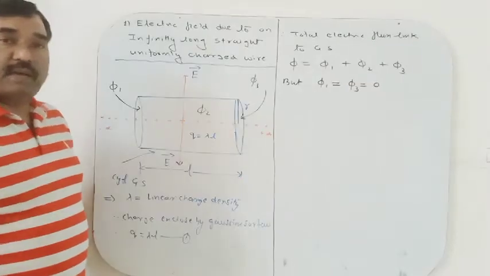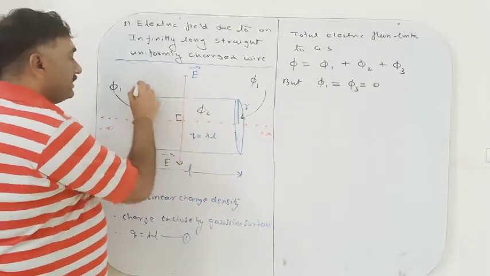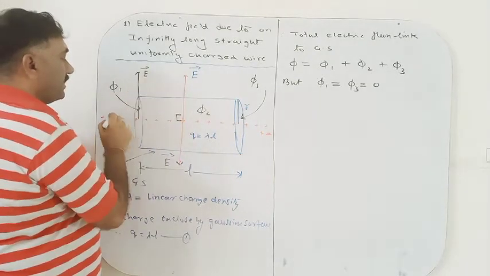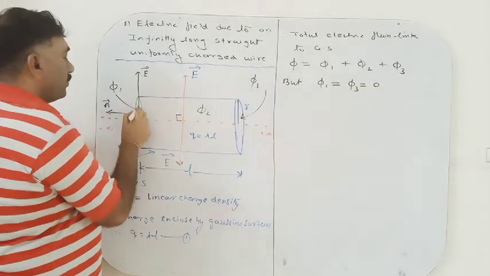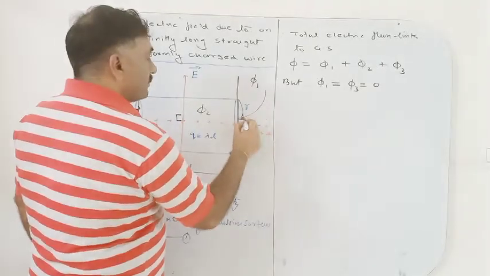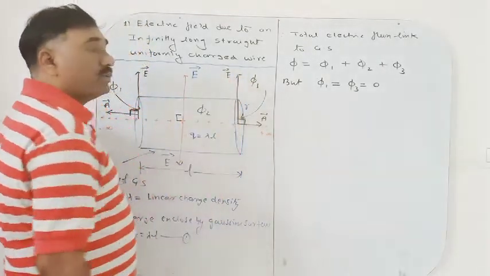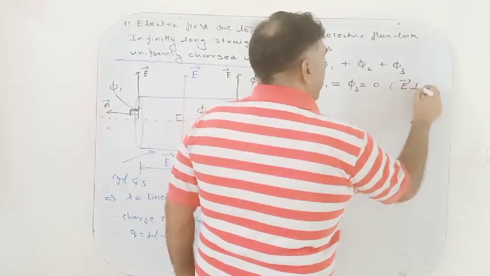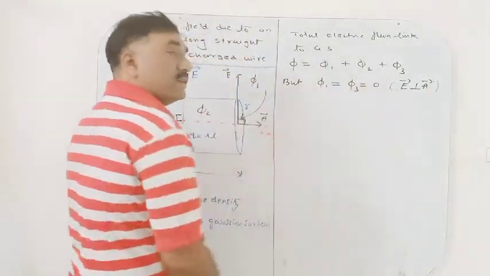Why are the flux phi 1 and phi 3 equal to 0? Because the electric field is perpendicular to the area vector. This is the direction of the electric field, and this is the direction of the area vector. So for this cross-sectional area and for the other one also, the area vector and electric field are perpendicular to each other, and therefore the flux is 0.